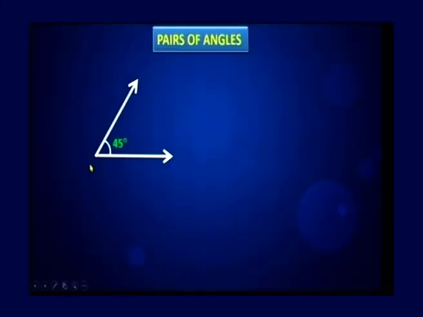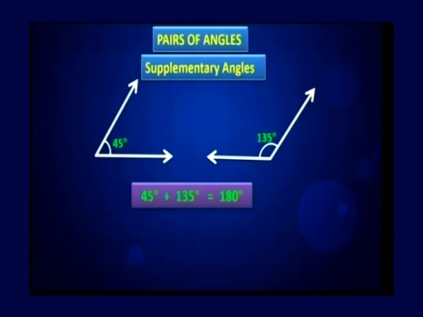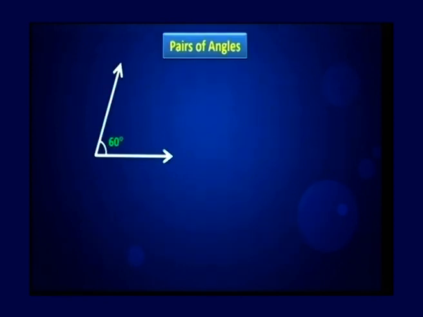Now let's learn another pair of angles. Consider the angle shown on your screen. Yes, here it is 45 degrees. Now consider another angle. The measure of this angle is 135 degrees. Now again let us find the sum of these angles, that is 45 degrees plus 135 degrees is equal to 180 degrees. Now such a pair of angles are called supplementary angles. So children, we can define supplementary angles as: if the sum of two angles is 180 degrees, then the angles are called supplementary angles.